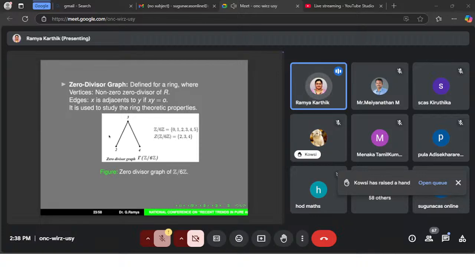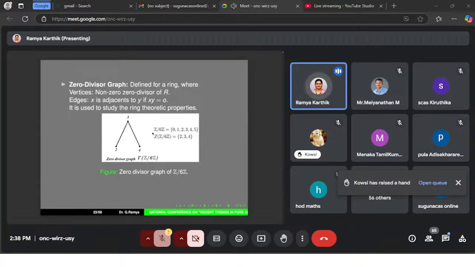And later on, Anderson and Livingston developed the zero divisor graph. In a zero divisor graph, the set of all vertices is the set of non-zero zero divisors, and an edge between two vertices exists if the product of the two vertices equals 0. I gave one example here.